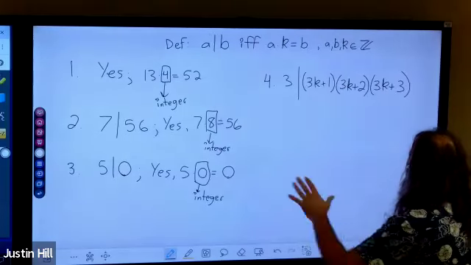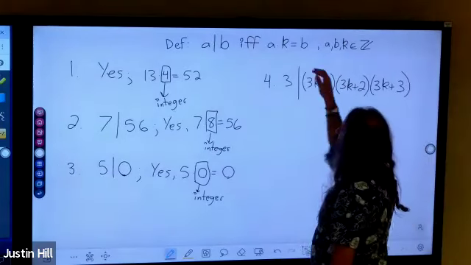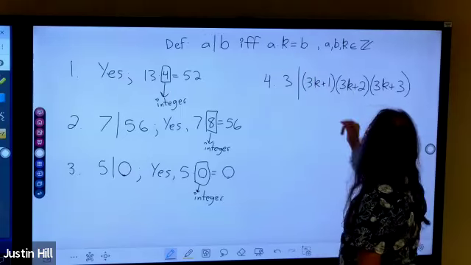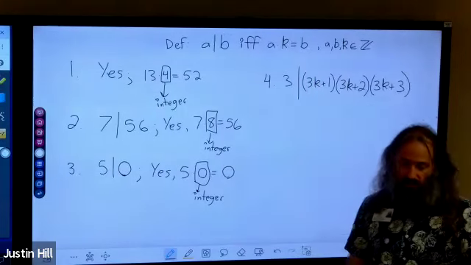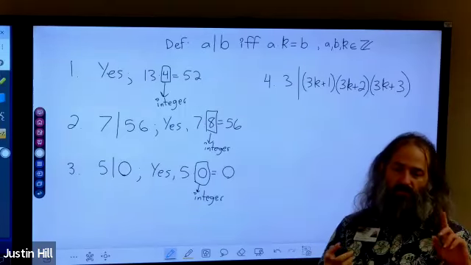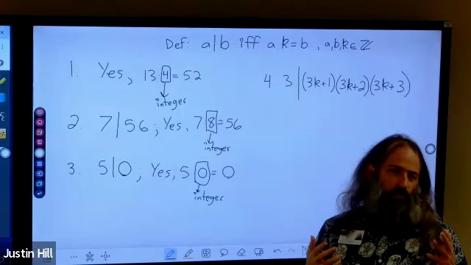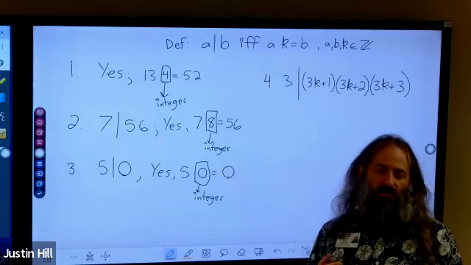So A divides B if and only if I can find some integer where A times that integer equals B. So that takes care of, again, factoring that you've seen before. It takes care of when you say one thing is divisible by another.